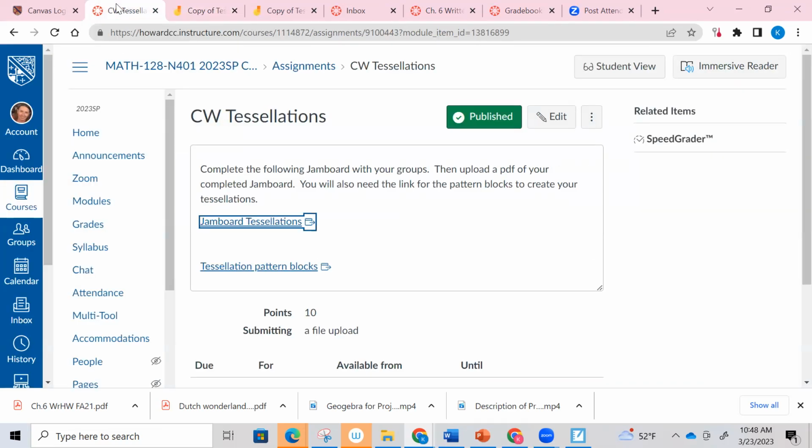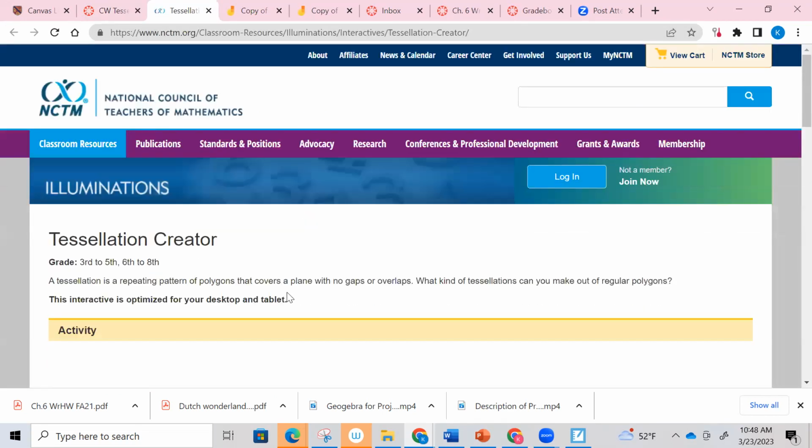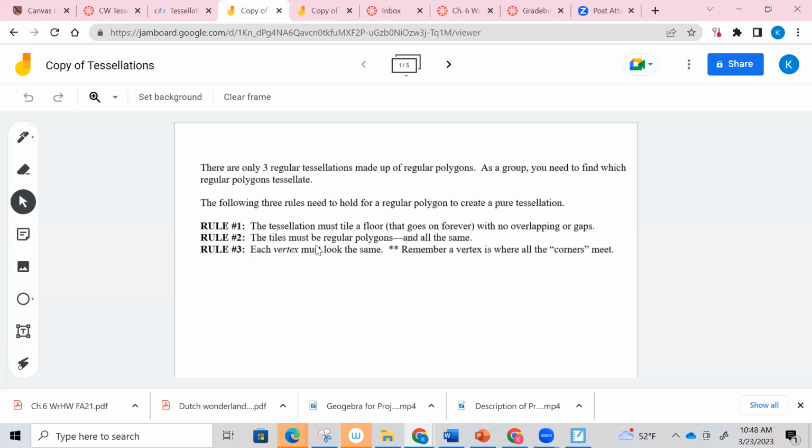And you're also going to have to click on this link, the tessellation pattern blocks, because you are going to use this to help you answer these questions. So you are going to make a tessellation, and there are only 3 regular tessellations. So there's only 3 regular polygons that tessellate. And as a group, you need to find which regular polygons tessellate.